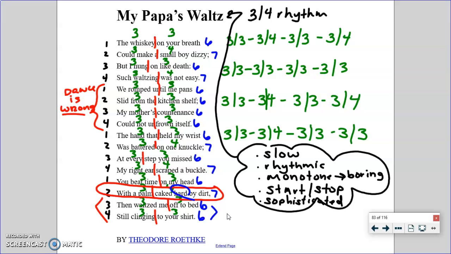So again, the real genius of My Papa's Waltz is this rhythm and meter that Roethke plays around with that actually mimics the rhythm of the dance, the 1, 2, 3, 1, 2, 3, 1, 2, 3, 4. So this is just another way to take a look at poems. You can take a look at sound devices. You can take a look at rhythm and meter. You can take a look at rhyme scheme. So don't forget to keep that in mind as you're doing your responses for your own anthology.